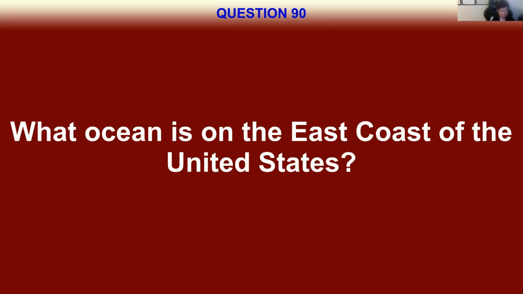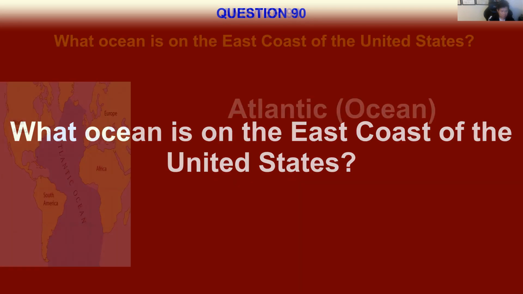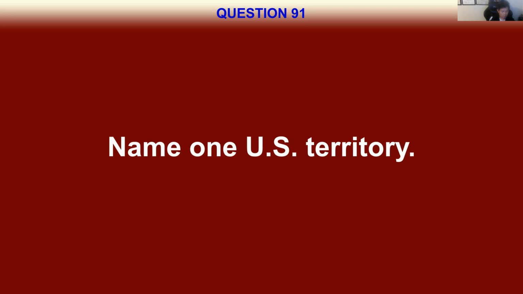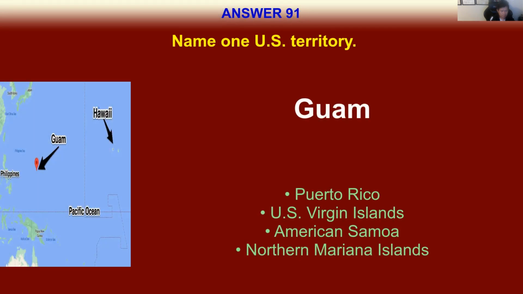What ocean is on the east coast of the United States? Atlantic Ocean. Name one U.S. territory. Guam.